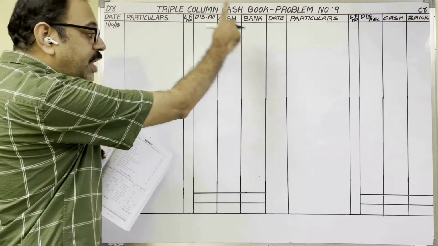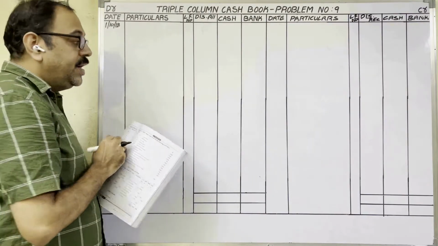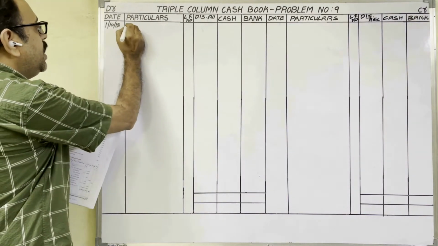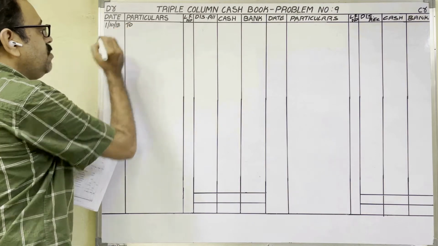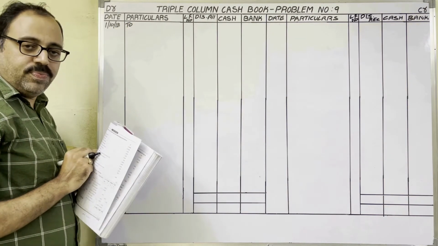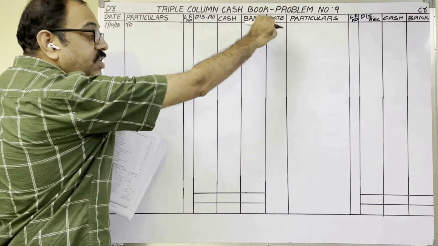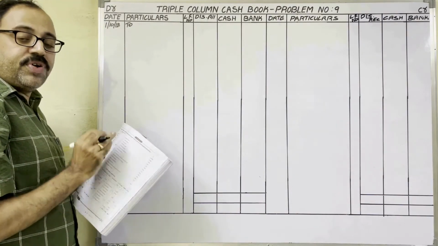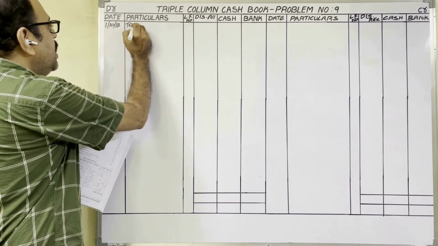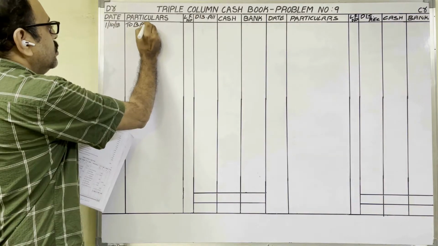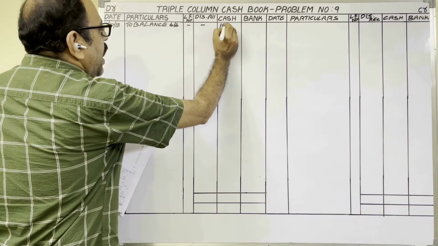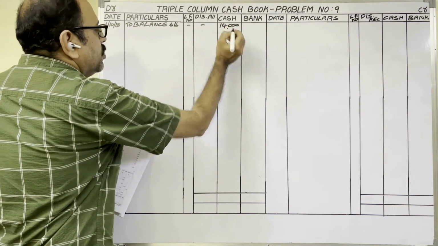As we prepare the cash book in account form, on the debit side, whenever you are writing any account name in the particulars column, you have to start with 'To'. And on the credit side we should start with 'By'. For the opening balance, we should write balance brought down. In the cash column, the cash balance is 14,000 rupees.